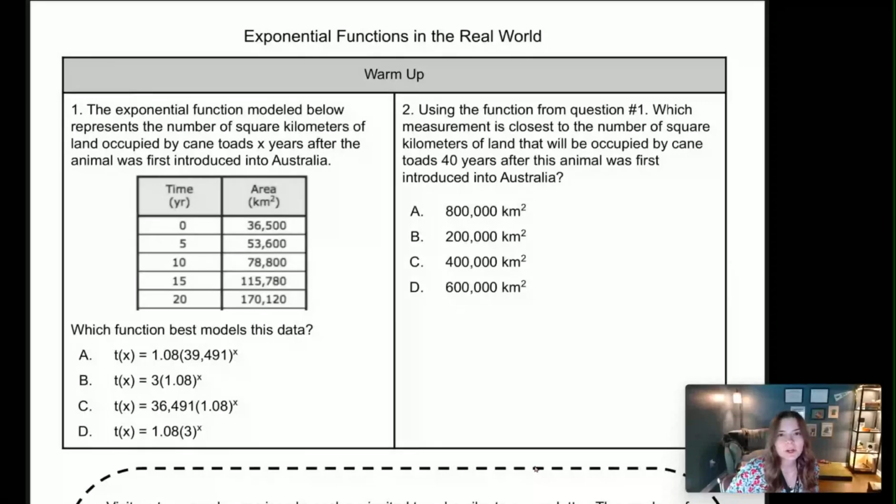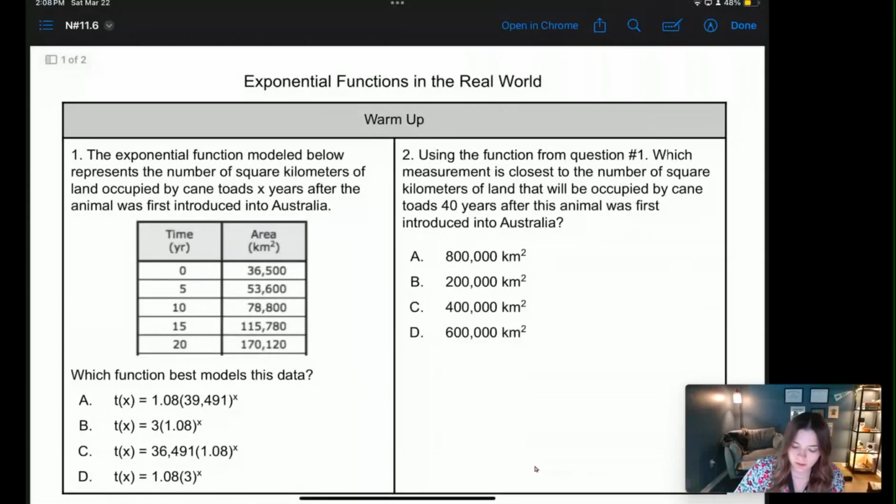Alright friends, let's look at our last set of notes for Unit 11. This is notes 11.6. Okay, we're just still talking about exponential functions, but we're talking about what it might look like in the real world, because when you take your STAR test, guess what? They're going to ask you some real world questions. So we need to kind of go over what that might look like.